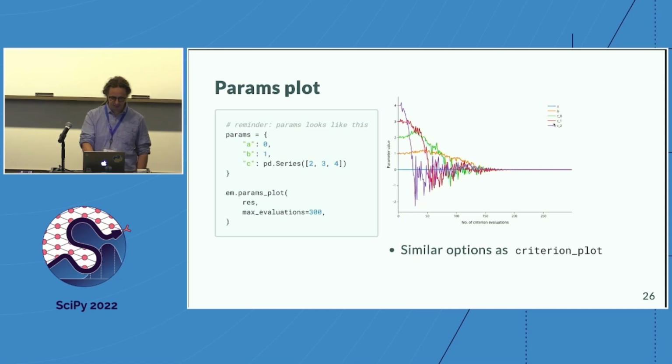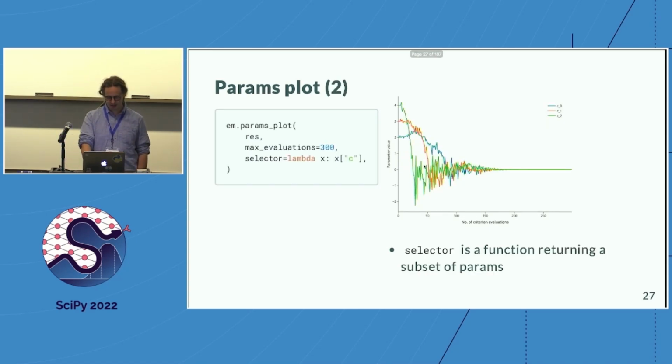In general, the arguments to params plot are similar to a criterion plot, but there's one additional feature, and you can already see here with 5 parameters, this becomes hard to distinguish the different lines. So if you want to zoom in on a subset of your parameters, you can provide a selector. That's just a function that takes your parameters, the 4-parameter vector, and returns a subset. And then we only show the subset. And that way you can either do multiple plots or just focus on the thing that you are actually interested in.